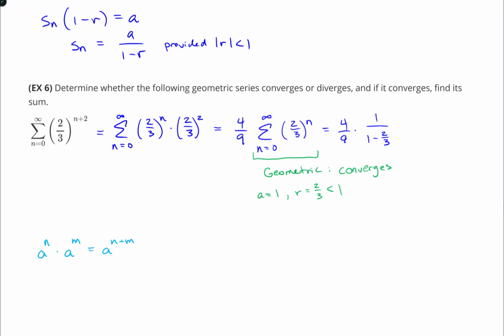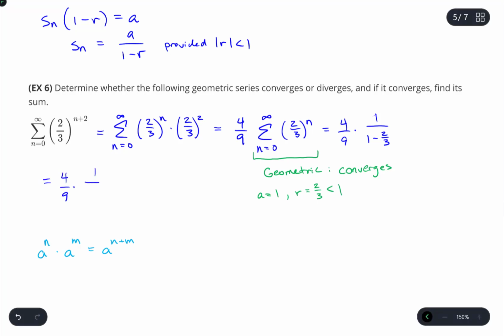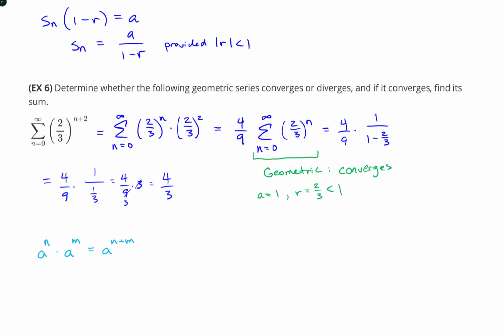And all I need to do is just simplify this and take a second with some fractions. So let's see, 4/9 times 1 over 1 minus 2/3 would be 3/3 minus 2/3, so 1 over 1/3. So 4/9 times 3. 3 goes into 9 3 times, so this is ultimately 4/3. So what that means is I have a geometric series that converges to the value 4/3.